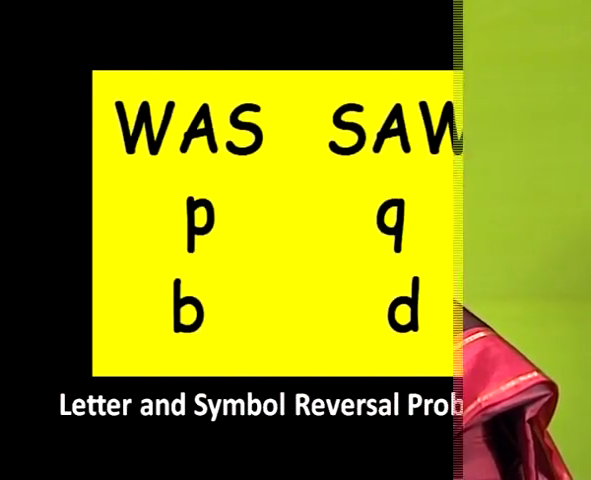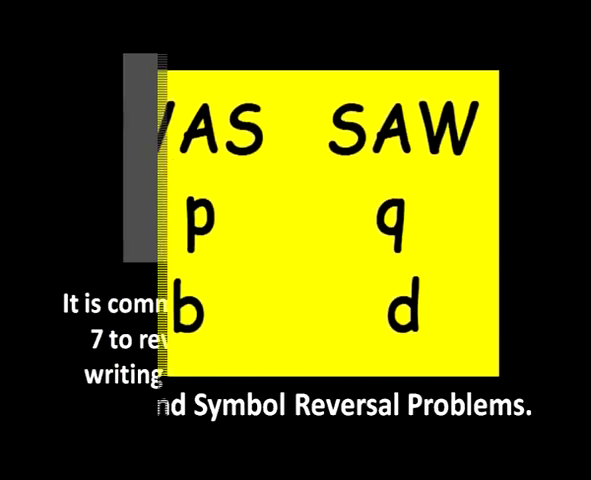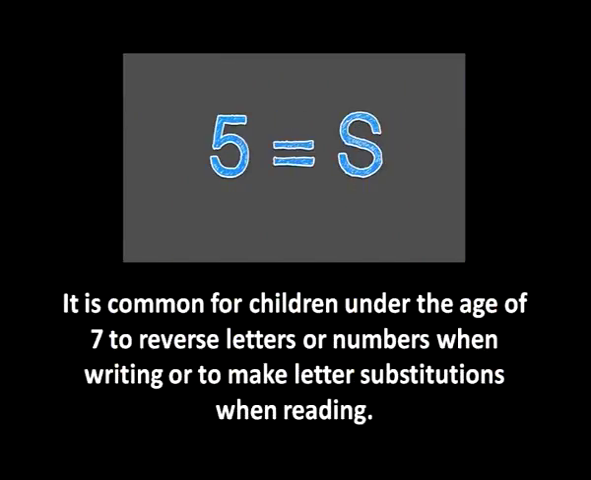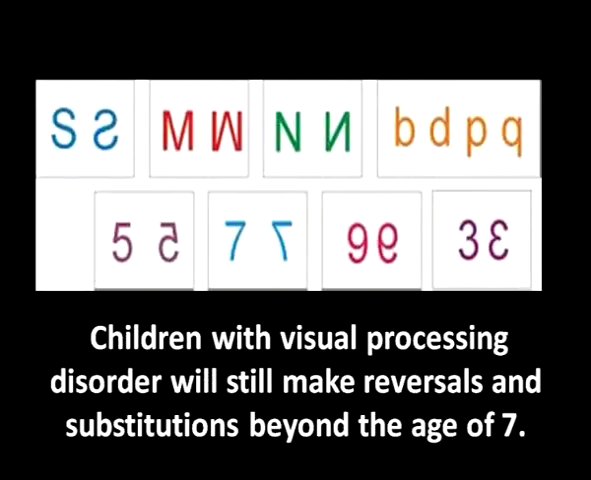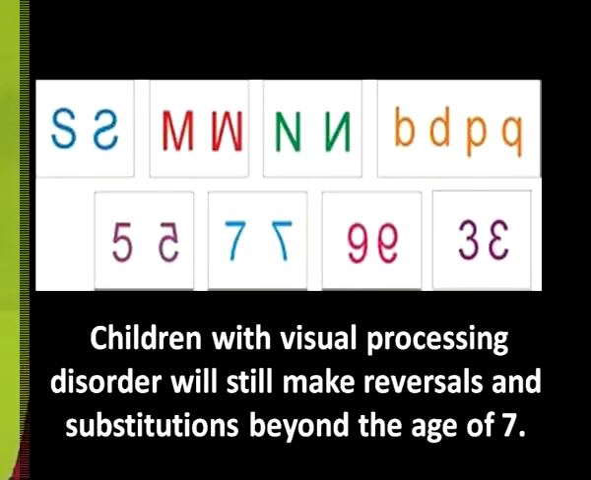The letters in words are not in sequence. Letter and symbol reversal problems. It is common for children under the age of 7 to reverse letters or numbers when writing or to make letter substitutions when reading. Children with visual processing disorder will make reversals and substitutions beyond the age of 7. These children will also show problems with letter formation that extend far beyond simple difficulties with reversals.